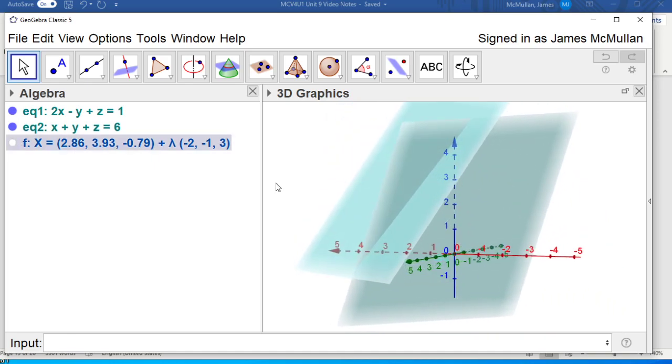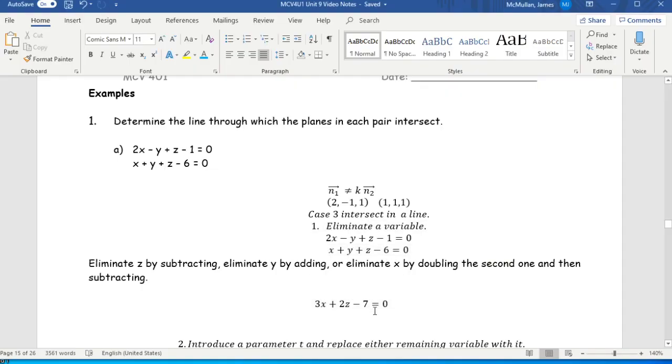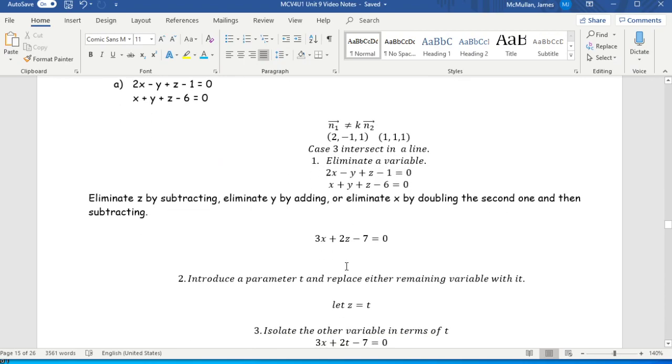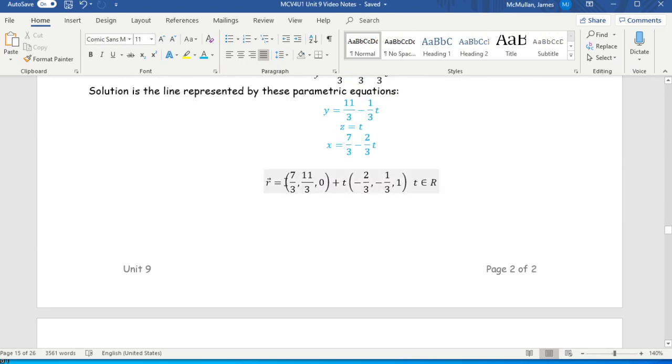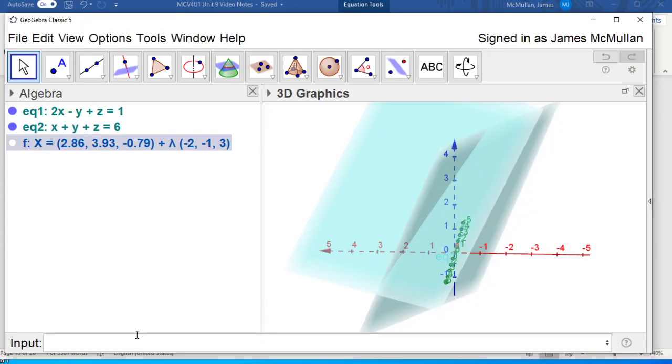Now what did we say they intersect at? The line we had was 7/3, 11/3, and 0. So 7/3, 11/3, and 0 was the point.